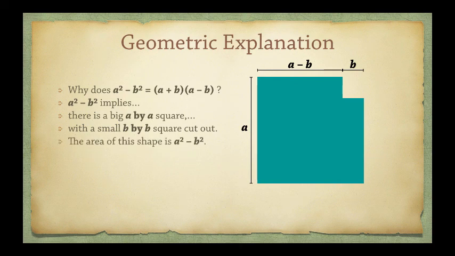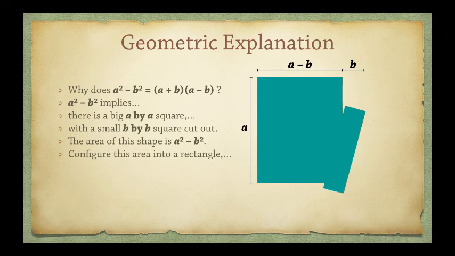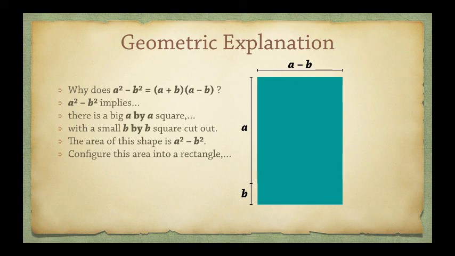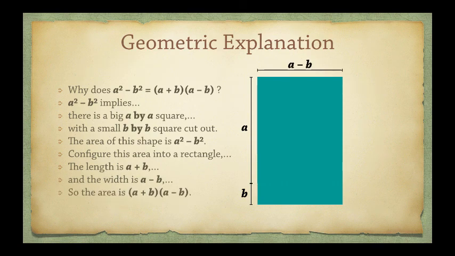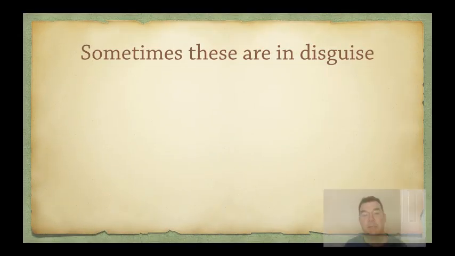So what I'm going to do is move this shape around so that it's a rectangle, and what you'll notice is that the b section gets moved to the bottom. So what you'll notice is that the length along the side is an a and a b, which we can write as a plus b, and the width along the top is a minus b. So that is why if I have a squared minus b squared, then the factorization is a plus b times a minus b. Okay? So hopefully that explains it for you.